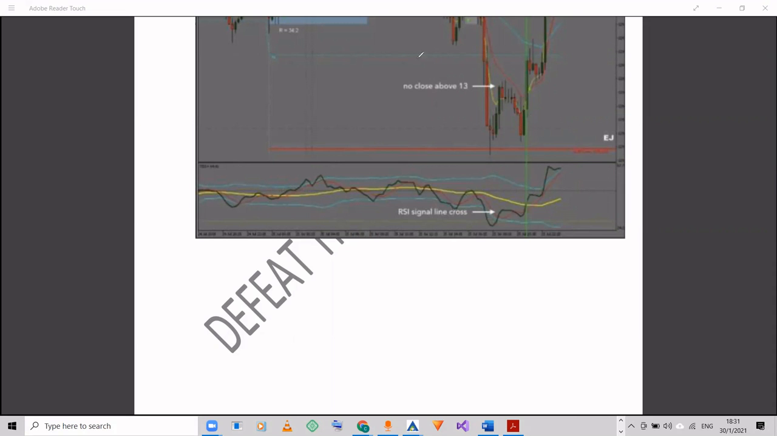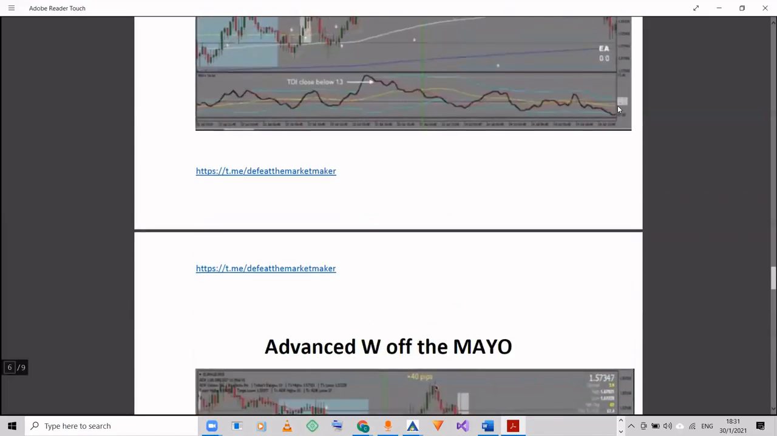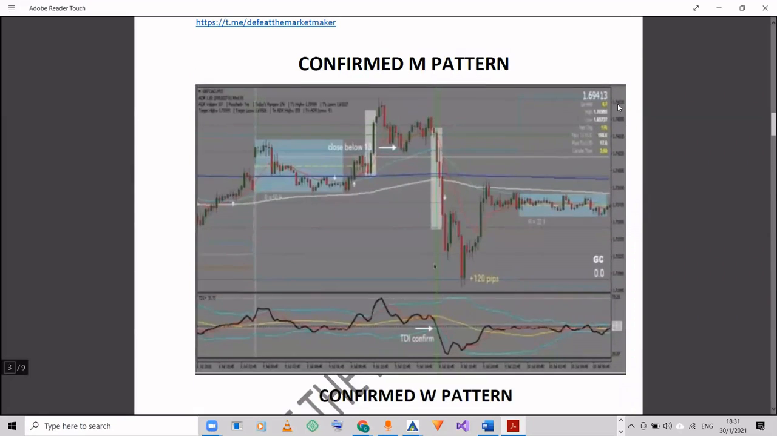candlestick patterns in this inner strategy that we have. So yeah, that is what's up. That's what's up.